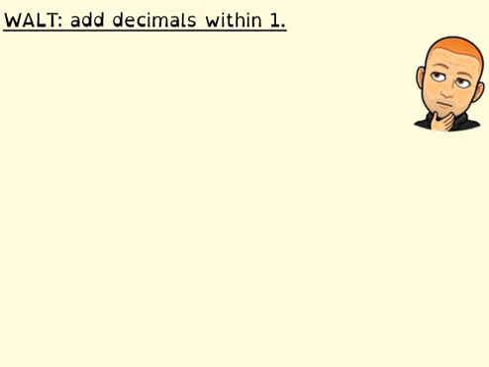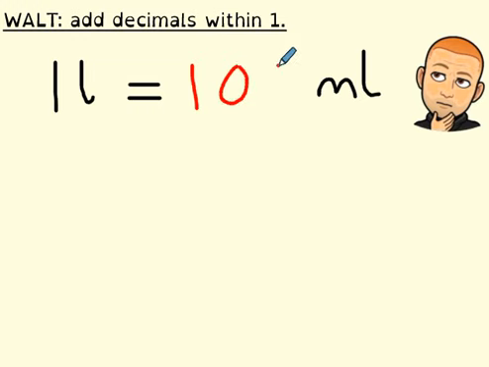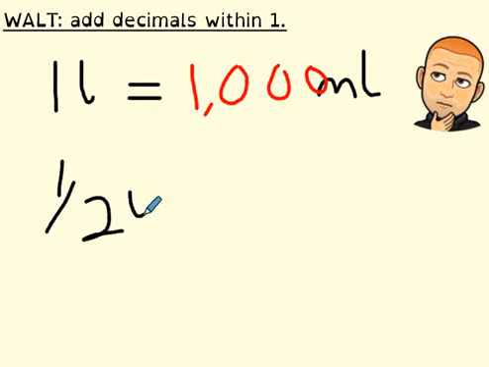So we know that 1 litre is so many millilitres. Wonder if you can remember how many millilitres are in 1 litre. If you're thinking 1,000, you're thinking spot on. You're absolutely spot on. So if I know that 1 litre is 1,000 millilitres, I know that half a litre is, hopefully you're thinking 500 millilitres. If you are, you're spot on. Half of 1,000 is 500.